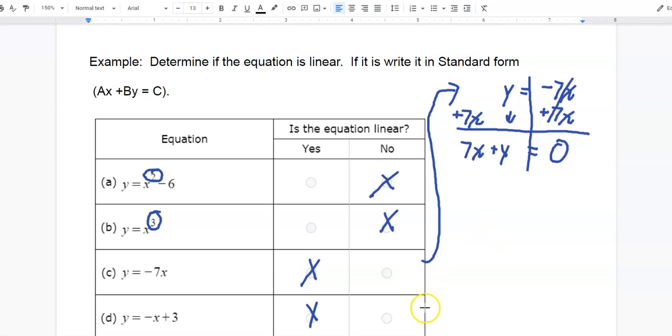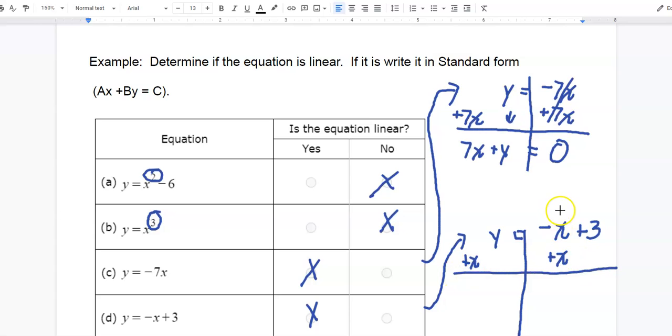Now I'm going to bring this one right over here and try to put that one in standard form. So I have y equals negative x plus 3. And just like the last one, I want to get my x term from the right over here to the left. So I'm going to add 1x here. When I do that, I have to do that over here as well. Okay, those do cancel out to 0.